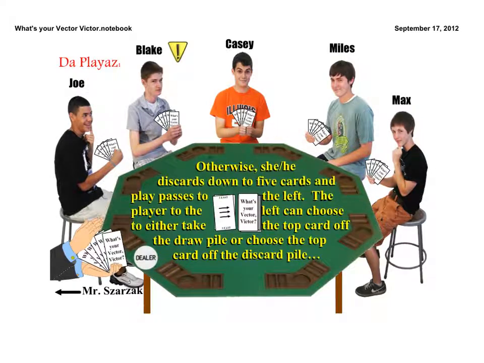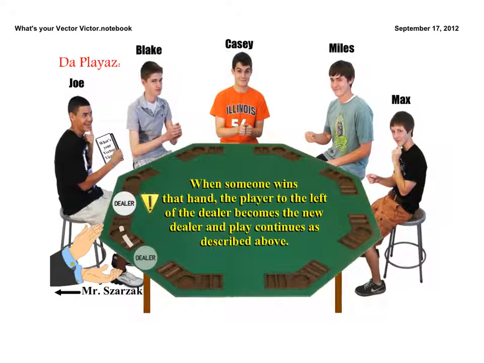Then at that point, you will move to the left, and the next person will then go ahead and do the same thing. And again, you keep going around until somebody has achieved the goal of that particular round according to the instructions on the sheet that you have. At the end of that round, the dealer marker gets passed to the left, and then you have a new dealer, and it starts all over again.